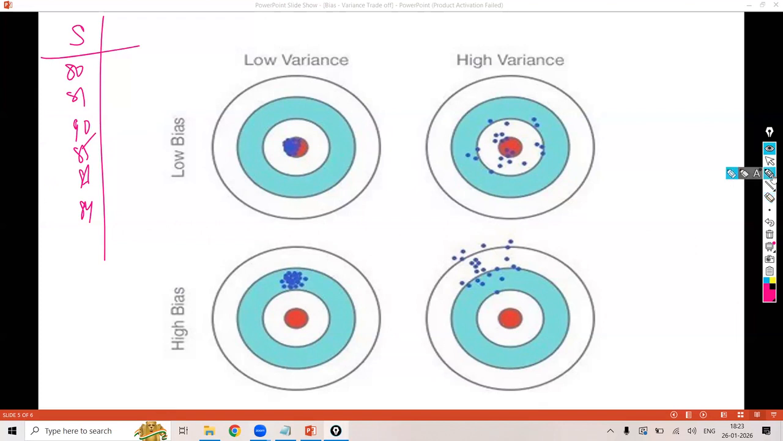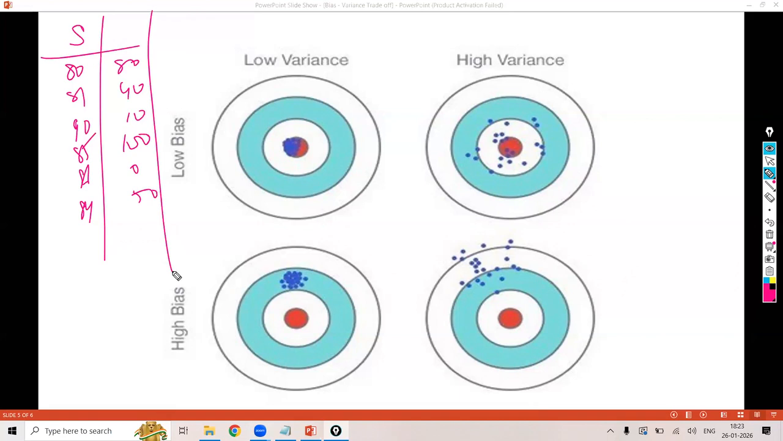For example, distance between the marks like this: one subject 80, another subject 40, another subject only 10, one subject 100, one subject 0, one subject again 50. Now in this case, the distance between the points is very high. We call this high variance, and the earlier one is low variance.